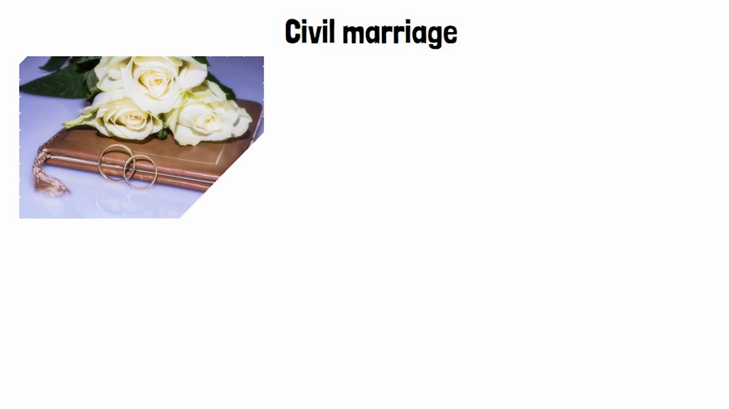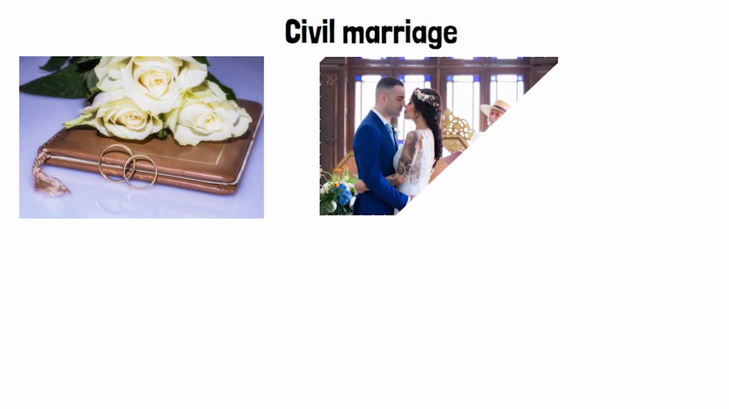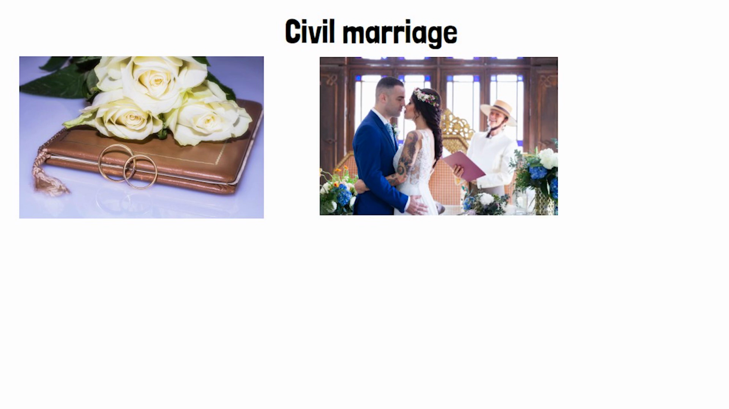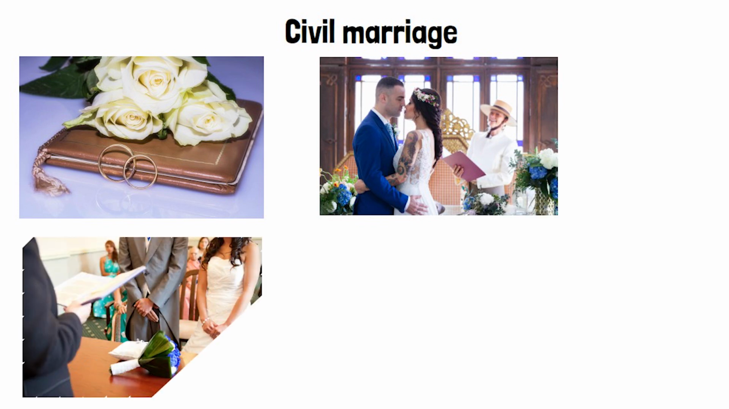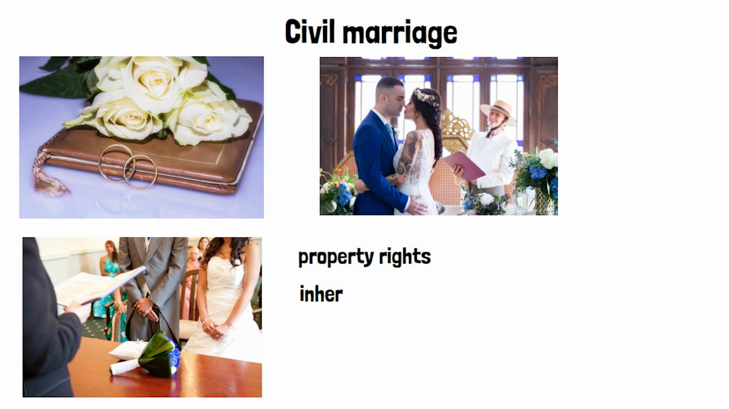Civil marriage. Civil marriage is a legally recognized union between two individuals conducted and registered by a government authority rather than through a religious institution. This form of marriage provides couples with legal rights and obligations, such as property rights, inheritance, and spousal benefits.